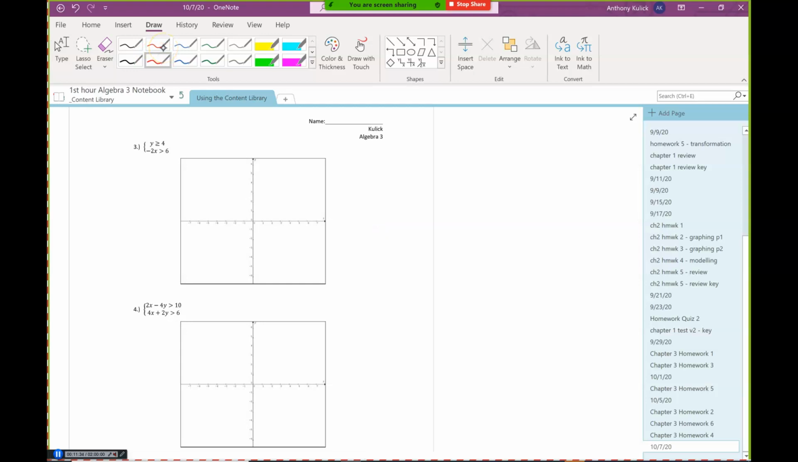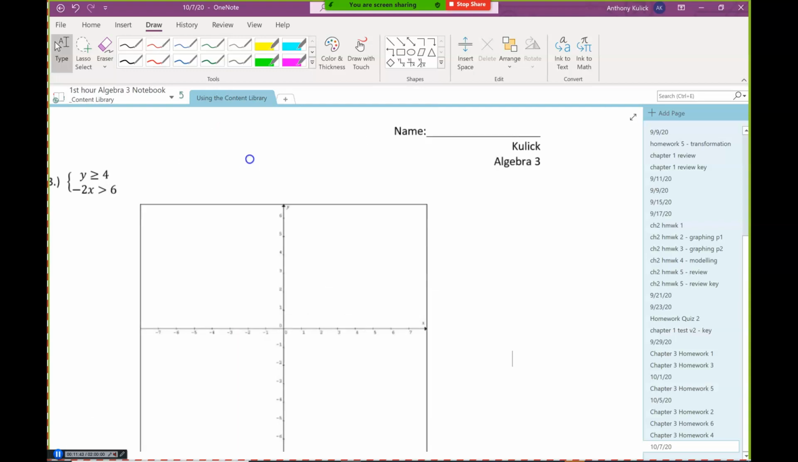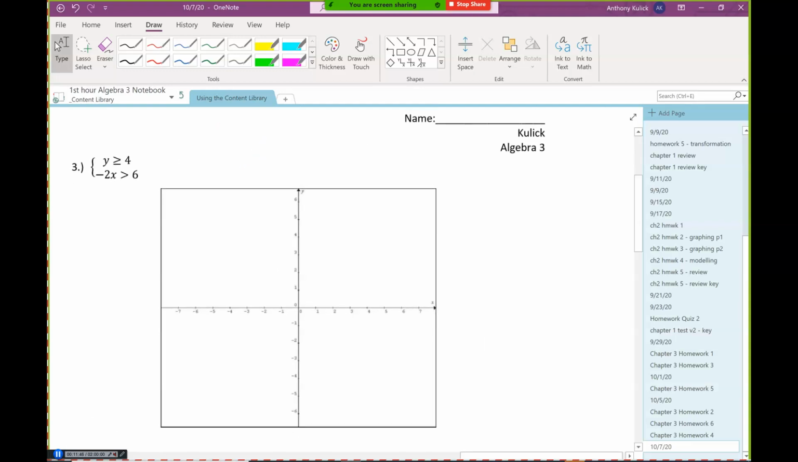So if we look at 3, it seems a little odd because neither of the equations have both x's and y's in it, right? That's okay. What you probably didn't remember from your previous algebra class is that an equation with y in it only means that you're talking about a horizontal line, and x only means we're talking about a vertical line.